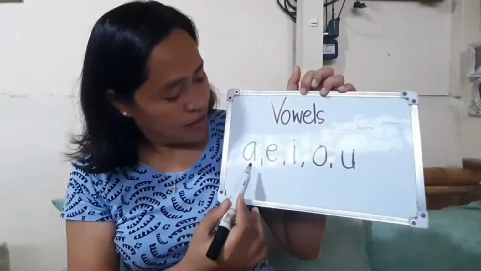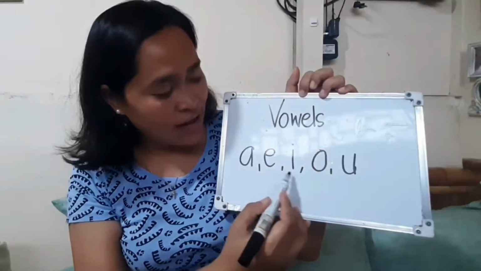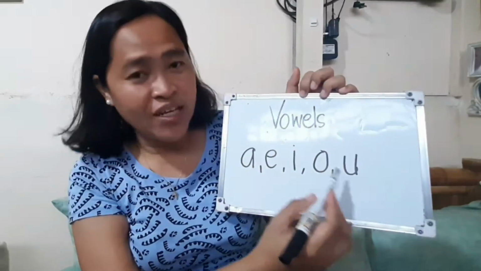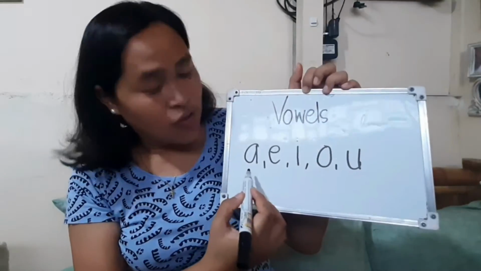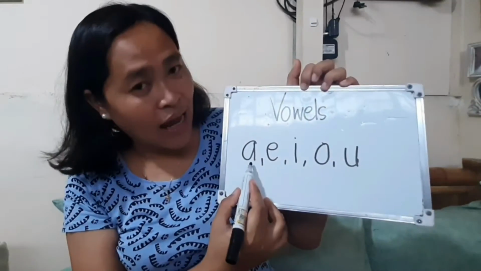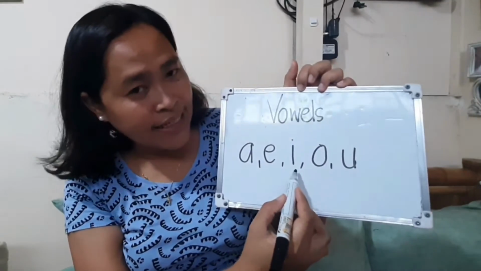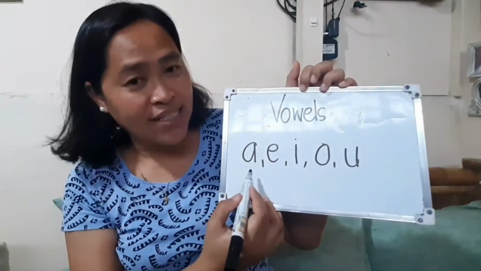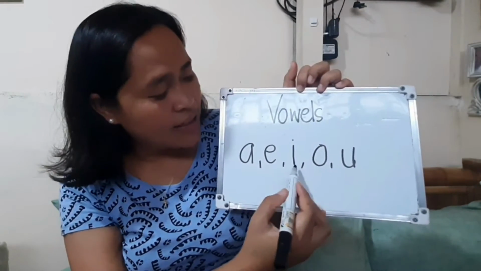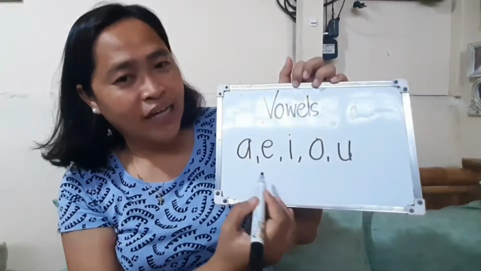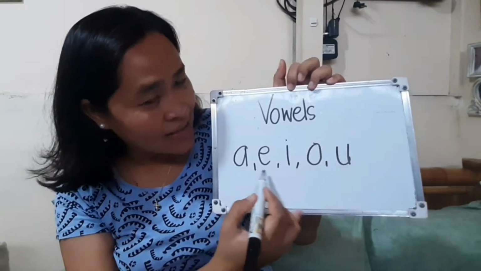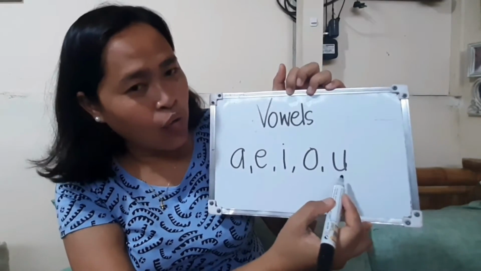Afternoon class, our lesson for today is about vowel and consonant sounds. What are the vowel letters? We have here on the whiteboard the letters A, E, I, O, U. These are the vowels. What are the sounds of these vowels? A, E, I, O, U. Once again. Can you read this one? Very good.